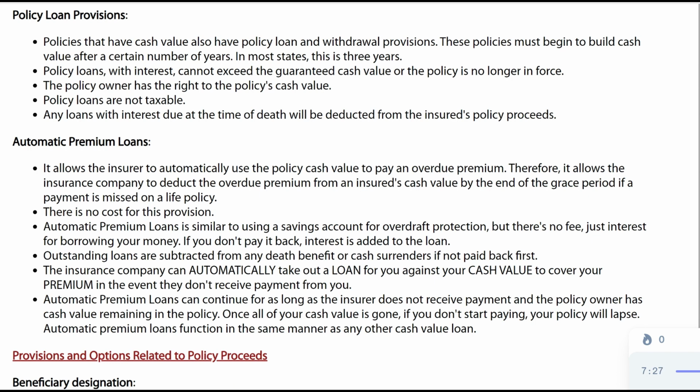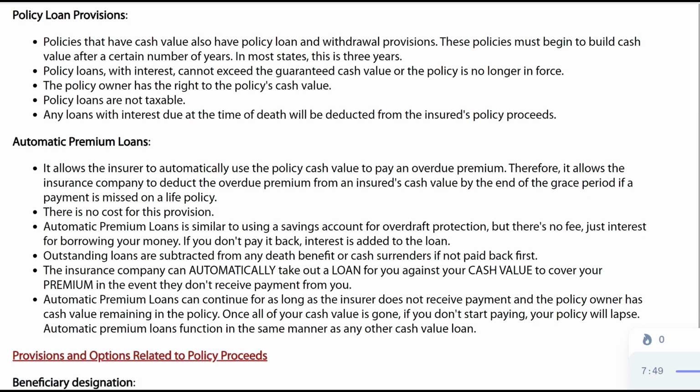Automatic premium loans is similar to using a savings account for overdraft protection, but there's no fee, just interest for borrowing your money. If you don't pay it back, interest is added to the loan. Outstanding loans are subtracted from any death benefit or cash surrenders if not paid back first. The insurance company can automatically take out a loan for you against your cash value to cover your premium in the event they don't receive payment from you.